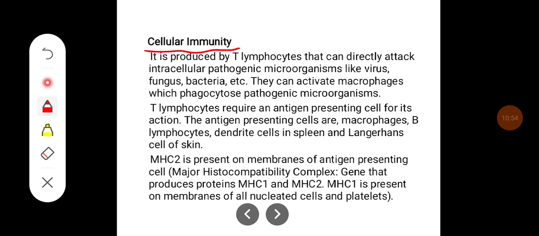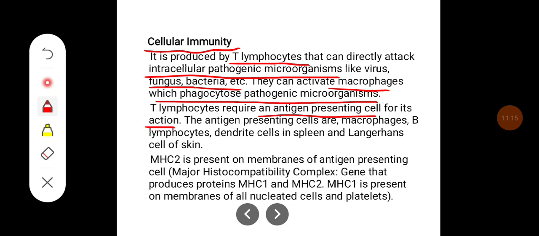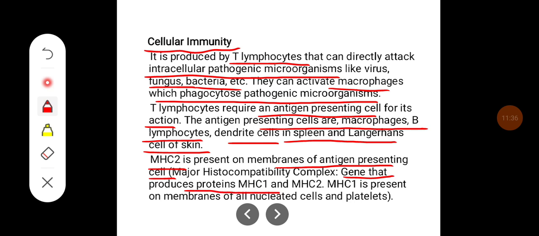Coming to cellular immunity, it is produced by T lymphocytes that can directly attack intracellular pathogenic organisms like viruses, fungi, and bacteria. They can activate macrophages, which phagocytose pathogenic microorganisms. T lymphocytes require an antigen presenting cell for their action. The antigen presenting cells are macrophages, B lymphocytes, dendritic cells in the spleen, and Langerhans cells of the skin. The major histocompatibility complex 2 is present on the membrane of the antigen presenting cell. The MHC is a gene that produces proteins MHC1 and MHC2. MHC1 is present on the membrane of all nucleated cells and platelets.